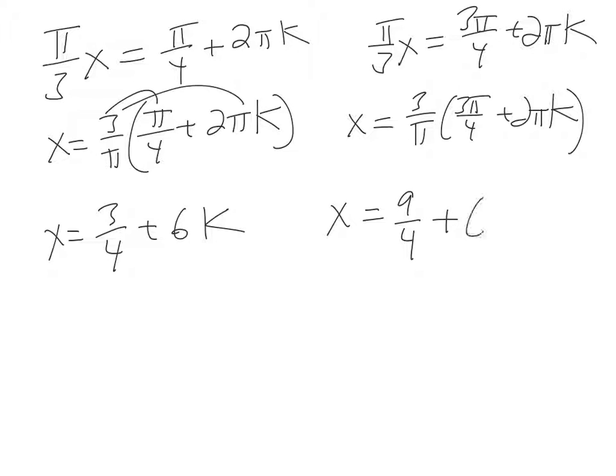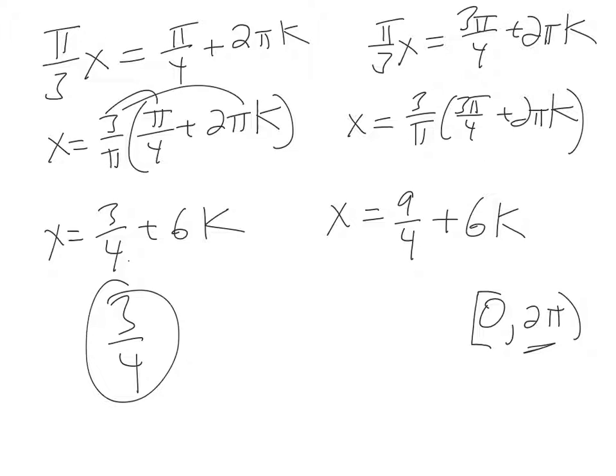9/4 plus 6k. And now, because they're looking for solutions on the interval 0 to 2 pi, I have to keep adding on these numbers until I reach 2 pi. Well, for this first one, if I add 6 to 3/4, that's going to be 6.75, which is already more than 2 pi. So the only solution for the 3/4 one is that.